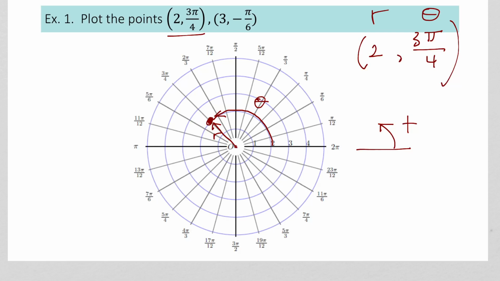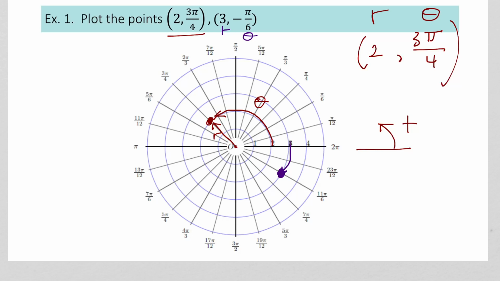All right, so let's do the other one. Let's do it in a different color. This is my r and my theta. Now I'm on my 3 radial line, and I'm going to go in the negative direction, 1/6. And I'm going to put my point right here.